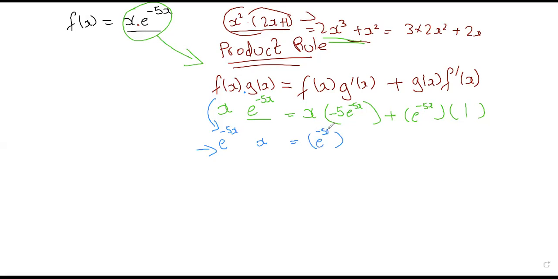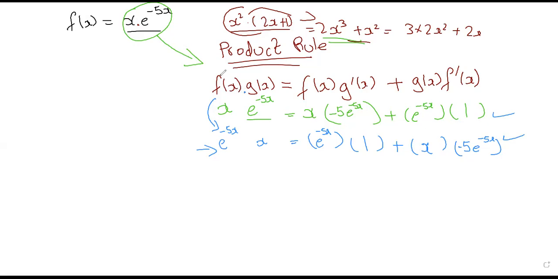Excellent. And what is g dash x in this case? 1. Very good. And what is g of x? G of x is x. Excellent. And what is f dash x? Minus 5 e to the power negative 5x. Very well done. So you can see that these two answers are the same.